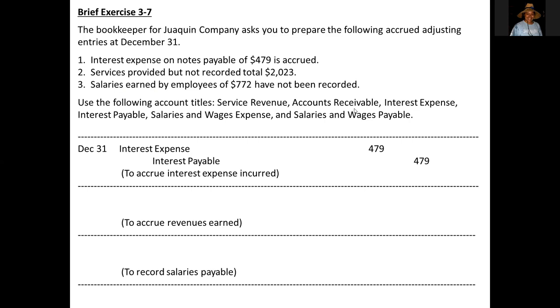First, you've got to analyze, well, what accounts are involved, right? Services provided means revenue. Not recorded means there's a liability involved. Oh, I'm sorry. Not recorded means there's an asset involved. Yes, accounts receivable is impacted, not accounts payable. We've got revenues that have been earned. You know that revenues that have been earned represent an increase to stockholders' equity or capital. We're going to credit stockholders' equity or capital. And we're going to have to debit another account. We're going to debit receivable.